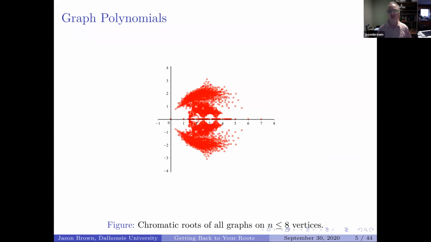And here's a picture of what the chromatic roots look like for all graphs of order at most 8. That means on at most 8 vertices. And you really get a beautiful picture. This is the picture that excited me and still excites me when I look at graph polynomials, trying to understand why the roots behave the way they do. Why are they located where they're located in the complex plane? Why are the real roots located where they are? And other questions about the nature and the location of the roots. So we see in this picture, for instance, the roots seem to be all in the right half plane.